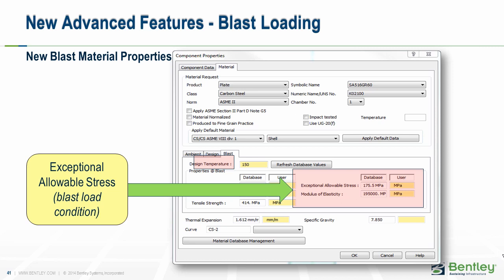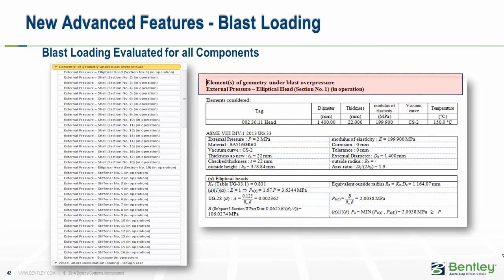Separate calculations are performed for the blast loading conditions. Component calculations are performed for blast overpressure. Calculations are done as external pressure. The screenshot shows the list of components for which the external pressure calculations were performed for the blast load analysis. Also shown is a typical external pressure calculation for a specific component.